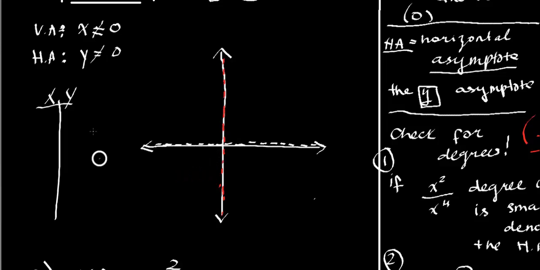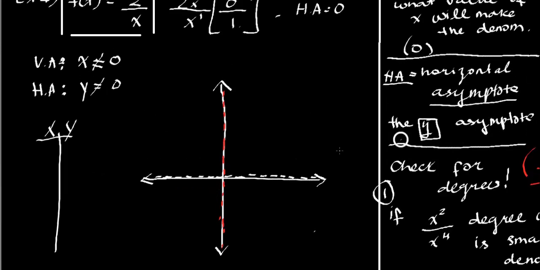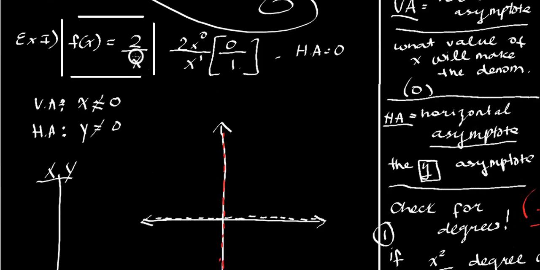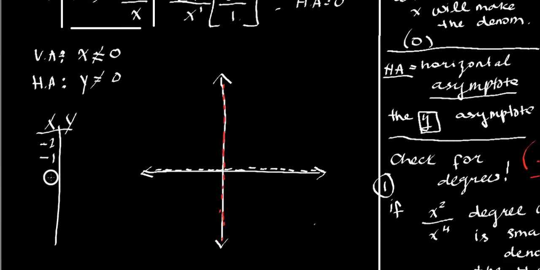Okay, so you have to plot points, but you cannot plot 0, because if we plug in a 0, 2 over 0 is undefined. We cannot have that. So anything close to 0, not 0. Let's start with negative to positive. Let's do a -2, -1. We're going to skip 0, do a 1 and a 2, and maybe a 4.